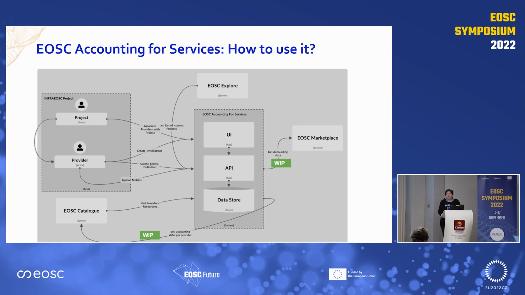And how can you use it? If you are an Infra-EOSC project, you can start describing your different resources, like the project, the provider, the installation, and the metrics definition, and upload the values in the EOSC Accounting for Services. The EOSC Accounting for Services is also integrated with EOSC Explorer and Catalog, and we are currently working on sending the data from the EOSC Accounting for Services to the EOSC Catalog and to correlate with the service and the EOSC Marketplace. That's all from me.